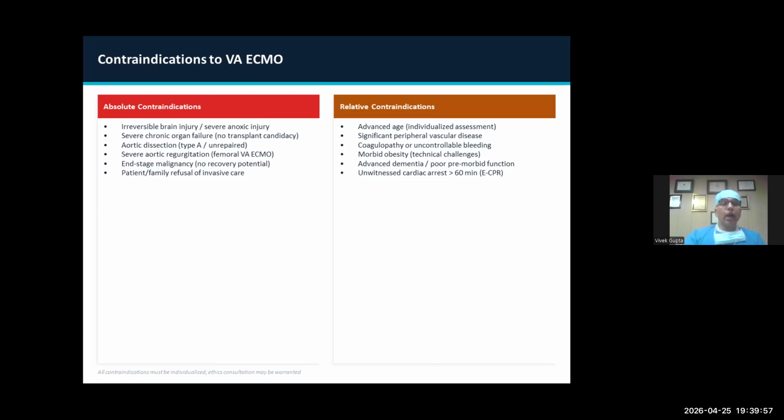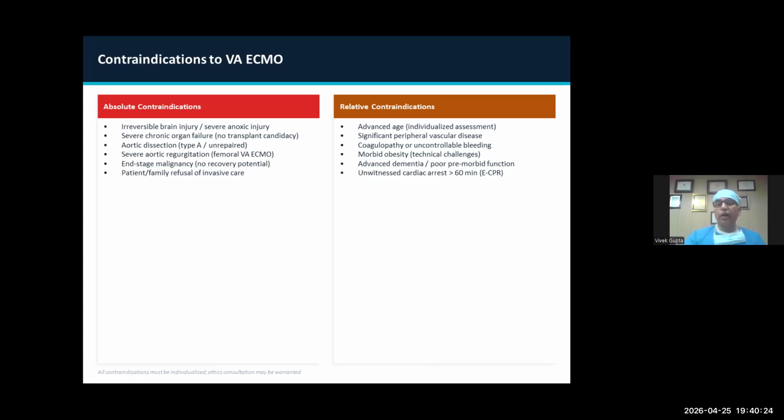There are certain absolute contraindications, like irreversible brain injury or severe anoxic injury to the brain. Also, the patient having an intracranial hemorrhage or bleeding at a non-compressible site that you can't stop, chronic organ failure in patients who are not candidates, aortic dissection, severe aortic regurgitation, end-stage malignancy, or the patient not giving consent. These are absolute contraindications.